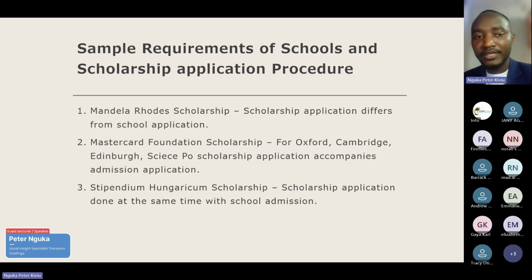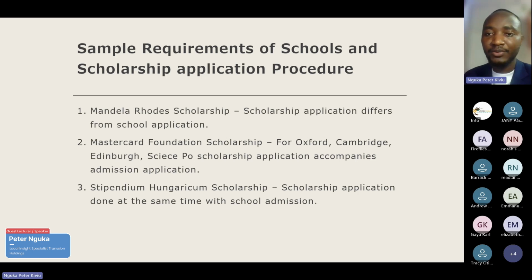And here I talk about the sample requirements of schools and the scholarship application procedures. So you do know that when you're applying for different scholarships, every scholarship has its own procedure for the application. So I start with the Mandela Rhodes application, where, when you're applying to the Mandela Rhodes scholarship, you have to apply to the scholarship first, and you also apply to the school separately. So you will be doing two different applications.